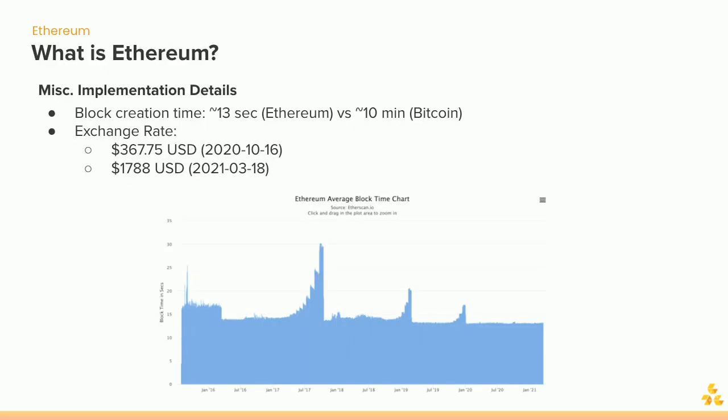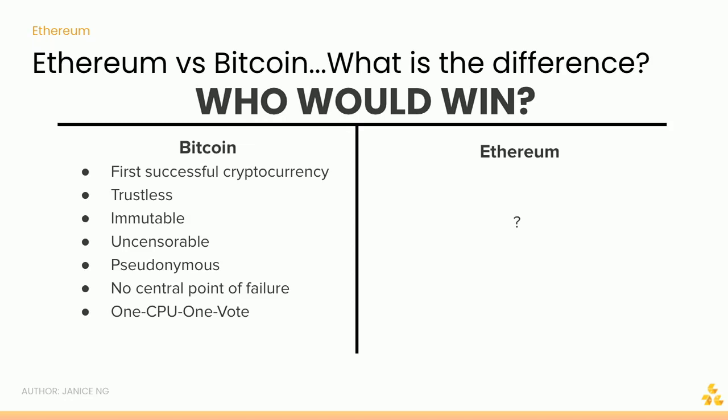So some of the implementation details of Ethereum, it takes a block about 13 seconds to be created versus around 10 minutes in Bitcoin, so it's faster. The exchange rate, we didn't update the slide, but in 2020, so 1 year ago, it was trading at $367, which is kind of crazy. I think it's 10 times that today. I don't know what the price, does anyone know what the price of Ethereum is? 35, cool. So then 6 months ago, it was $1,788, and today it's $3,500, somewhere around there. So gaining value every semester.